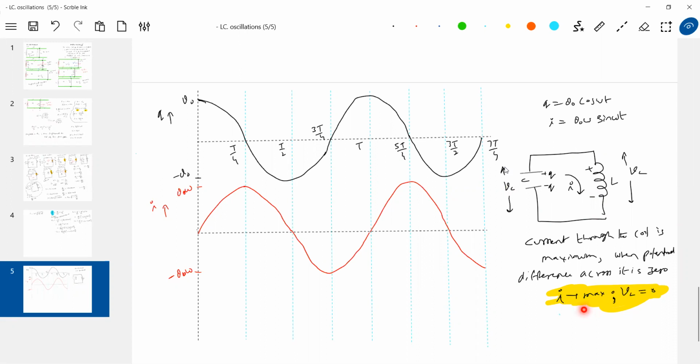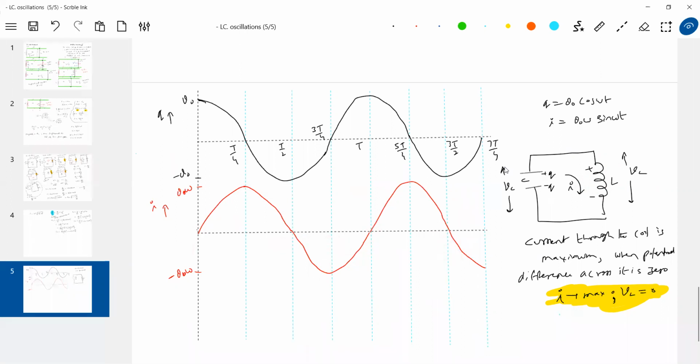How many times will it occur? Twice, no? You can see here. These are the twice. In one cycle, twice the charge in the capacitor will be 0, twice the current across the coil will be maximum. Now look at the potential difference across the inductor. It will be maximum here, no? Because di by dt is maximum here. So do make observations. All these slopes will speak a lot here. This is the one general thing you do remember.